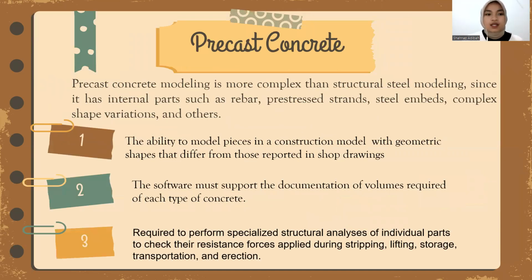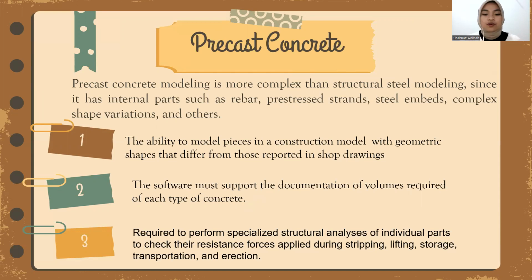The second class is precast concrete. Concrete modeling is more complex than structural steel modeling, since it has internal parts such as rebar, precast strands, steel embeds, complex shape variation, and others. Firstly, the ability to model pieces in a construction model with geometric shapes that differ from those reported in shop drawings. Second, the software must support the documentation of volumes required of each type of concrete.